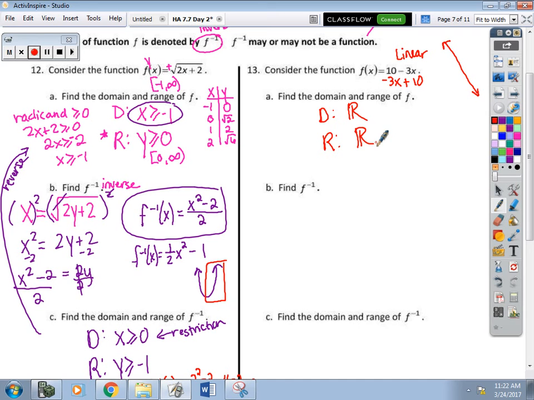To find our inverse, we will flip-flop our y and our x. So this would become x equals 10 minus 3y. And we saw a bunch of these in the homework. We would just subtract 10 and divide by negative 3.